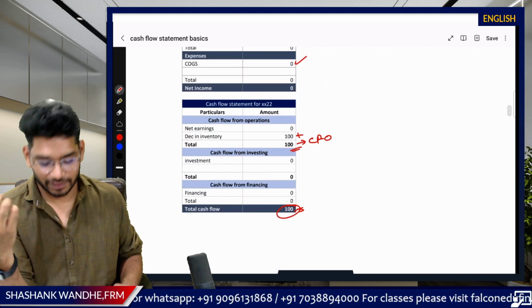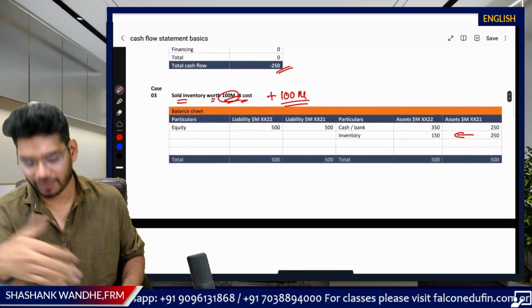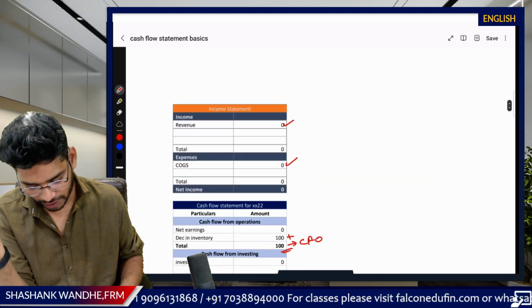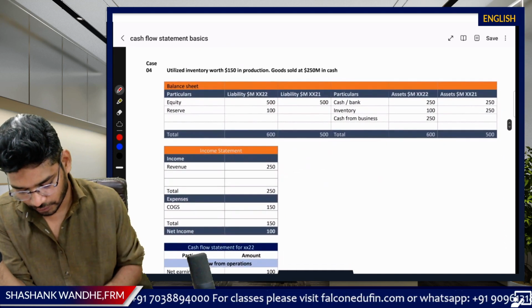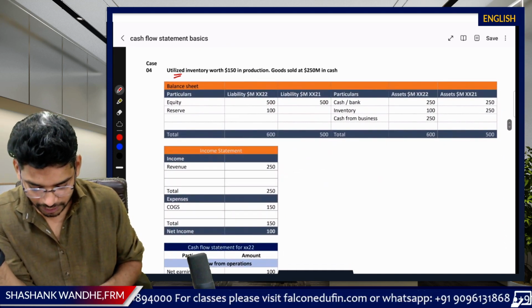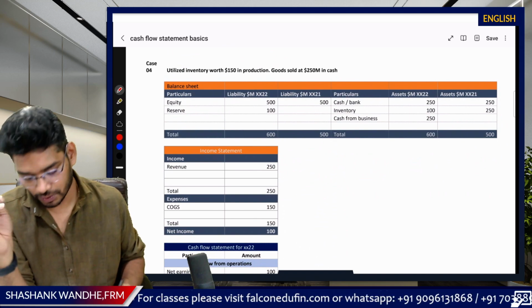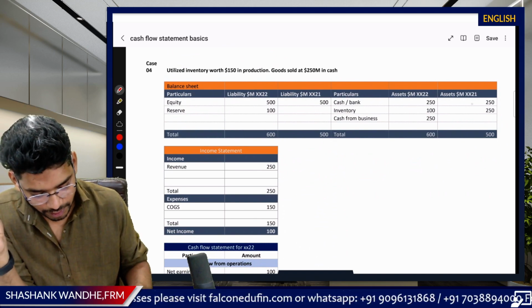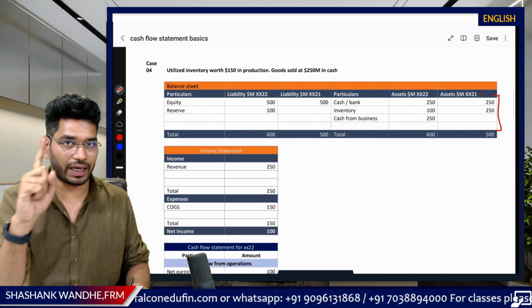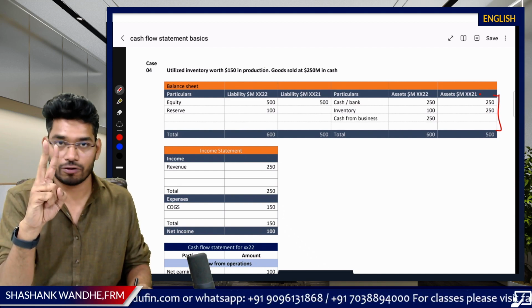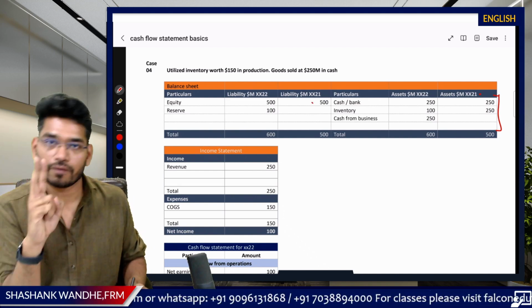Very simple again, right? Just see this. We already know this, right? And we also got the same thing from the statement. Now we will go to the case number 4. Now here we have income part also. So just check the 21's figure. In 21 we have the cash 250 million, inventory 250 million, equity worth 500 million.